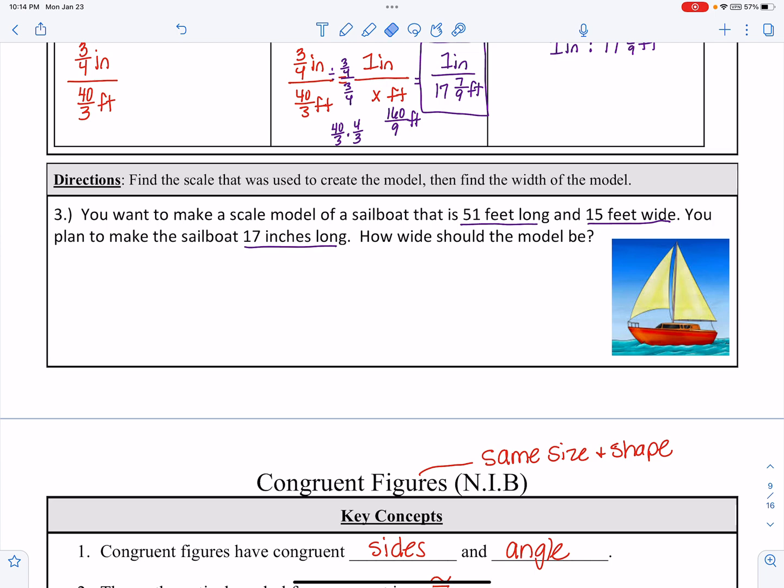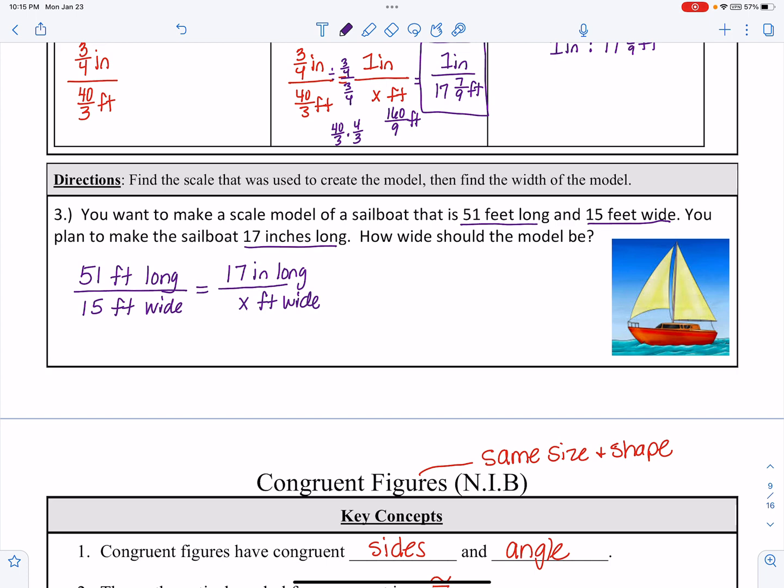So let's set up the ratio that we know. We have our 51 feet long to 15 feet wide. The things that we're matching up are the length and the width. Let's set it equivalent, because we know it's an equivalent ratio. So we have 17 inches long, so I need to make sure the length is on top. That's why these labels are so important. And then I don't know how many feet wide my scale model should be.